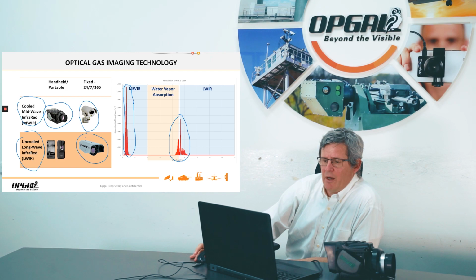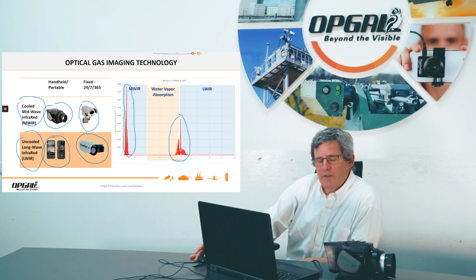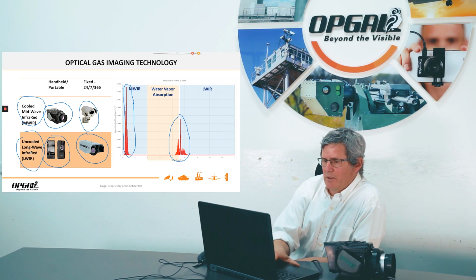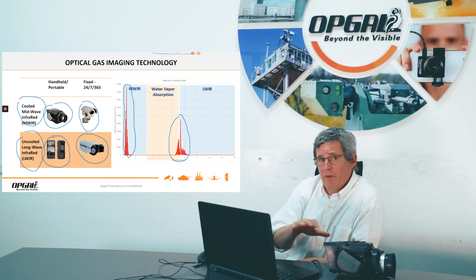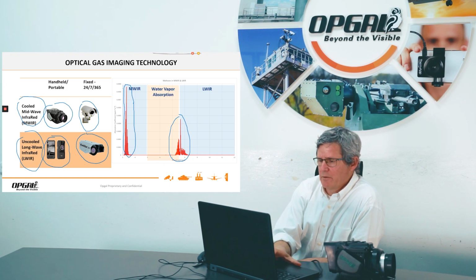For long-wave IR, we also have a newly developed portable camera. We call it the IC Gas Mini. All of these cameras are detecting gases, and there are several trade-offs between these technologies, but they are all called OGI technologies.